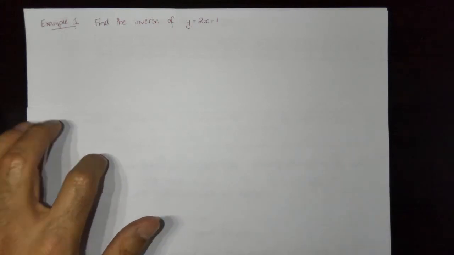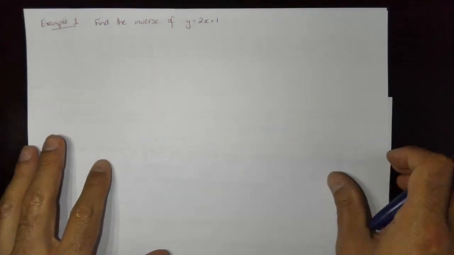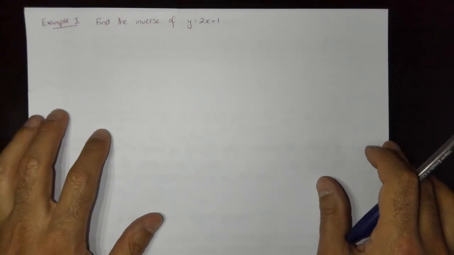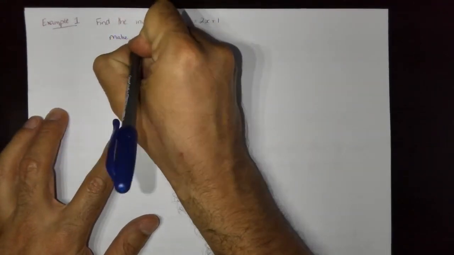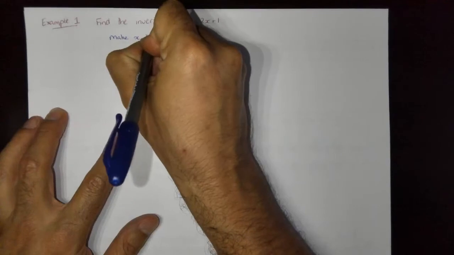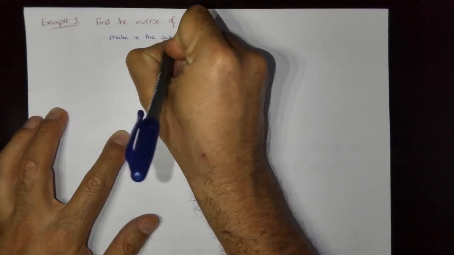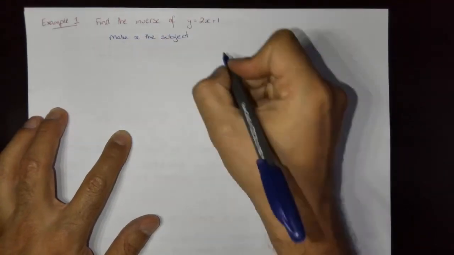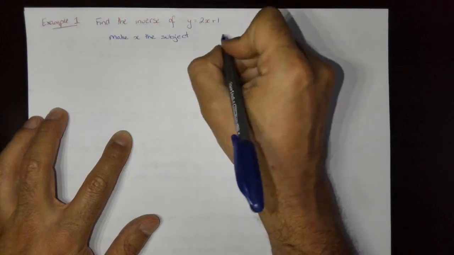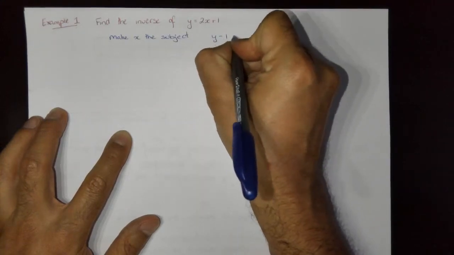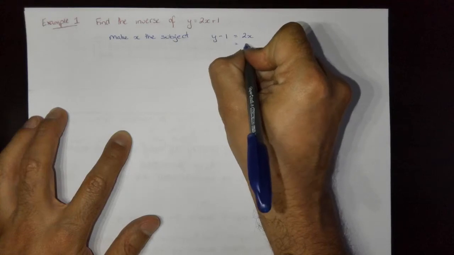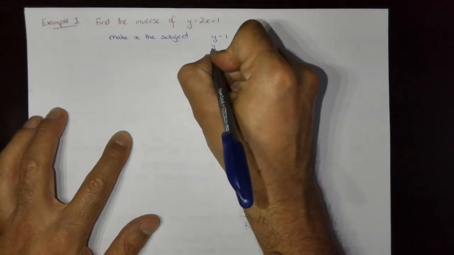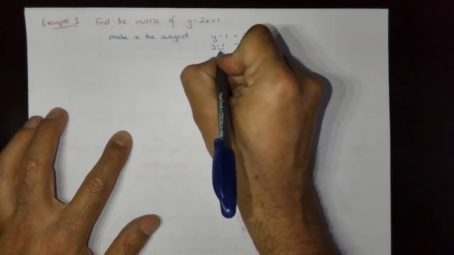We want to find the inverse of y equals 2x plus 1. So we want to do the opposite. So let's try to make x the subject. That's what we're going to do. Try to make x the subject. Okay, so I'd bring the 1 to the other side, and then I'd divide by 2.